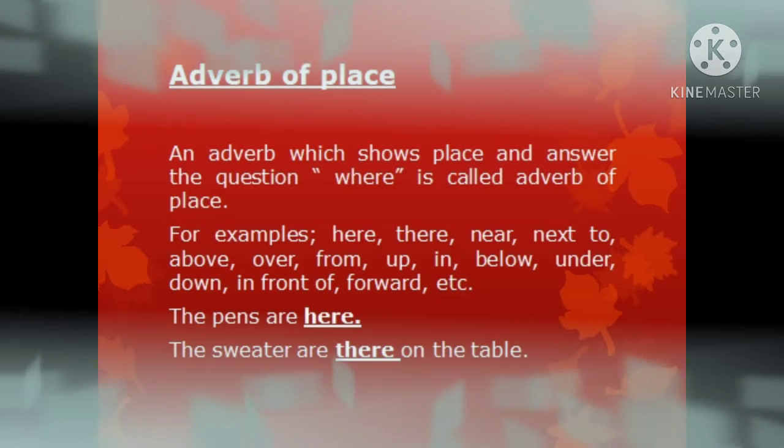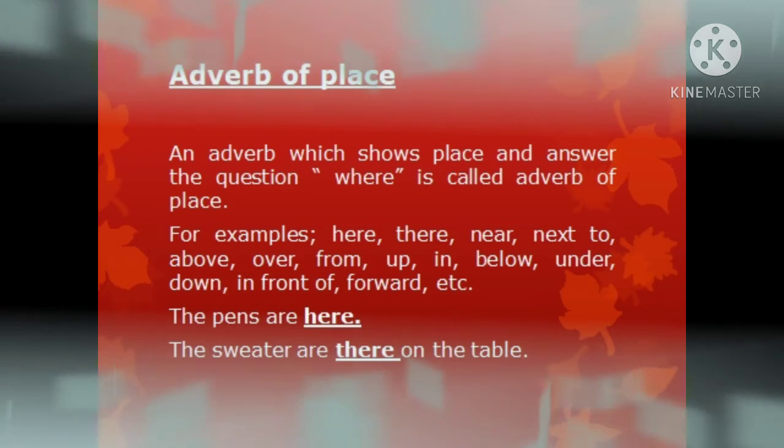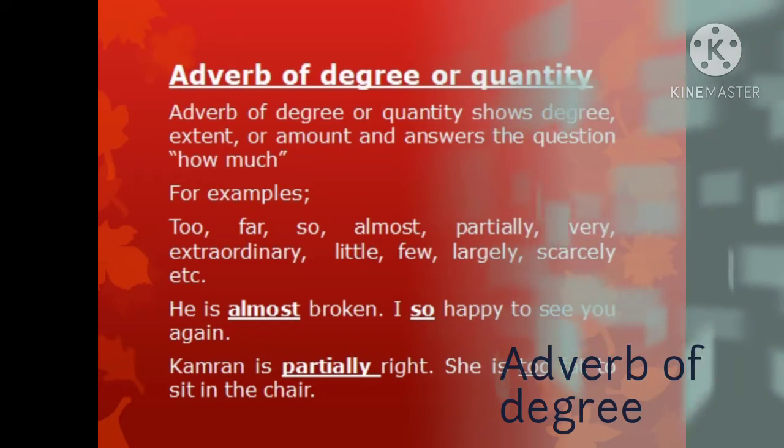Okay, look at these two sentences. The pens are here, the sweaters are there on the table. Here and there, in these two sentences, are adverbs of place. Okay, adverb of degree or quantity. An adverb of degree or quantity shows degree, extent, or amount and answers the question how much. For example: too, far, so, almost, partially, very, extraordinary, little, few, largely, scarcely, etc.